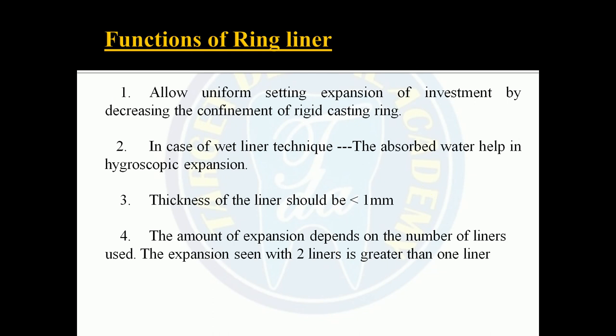What are the functions of the ring liner? The ring liner allows uniform setting expansion of the investment. How? By decreasing the confinement of the rigid casting ring. In the case of the wet liner technique, the absorbed water helps in the hygroscopic expansion.